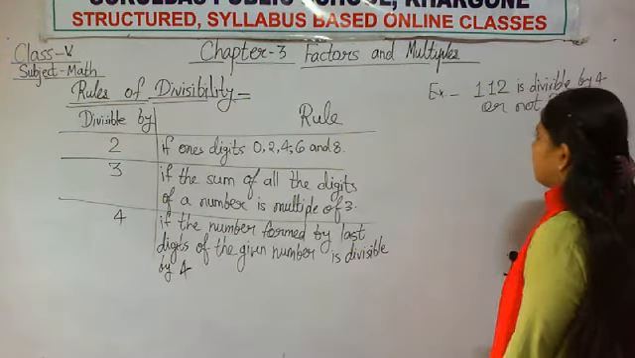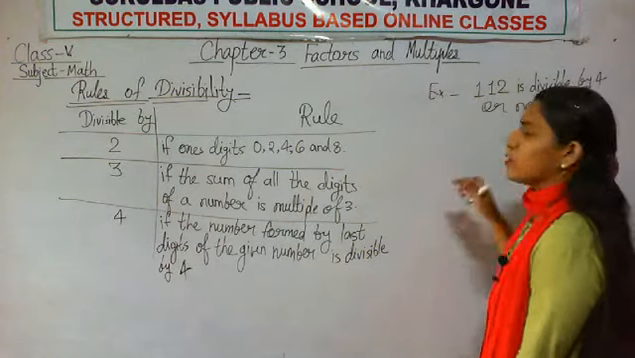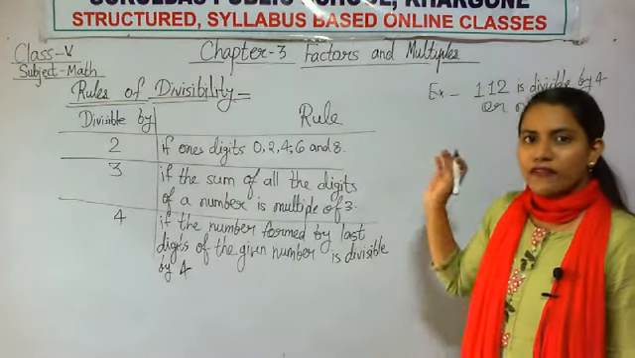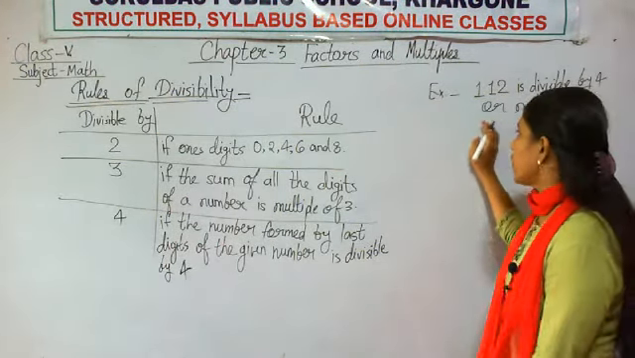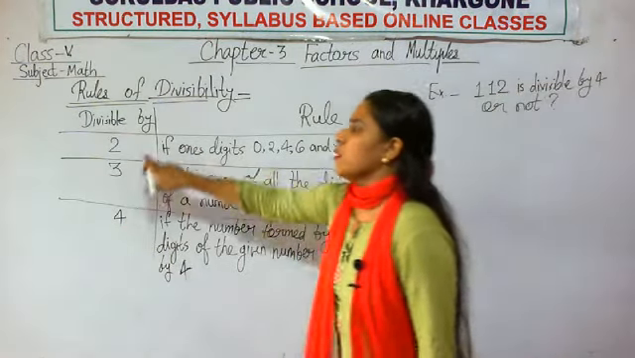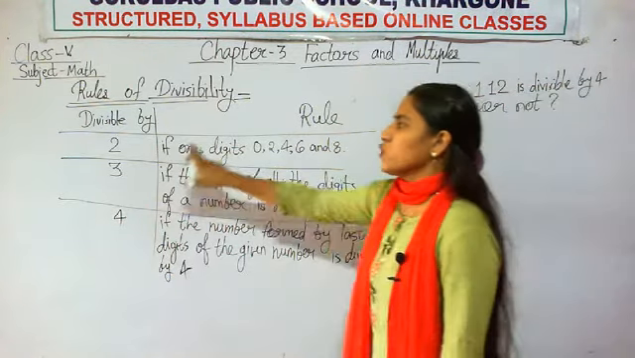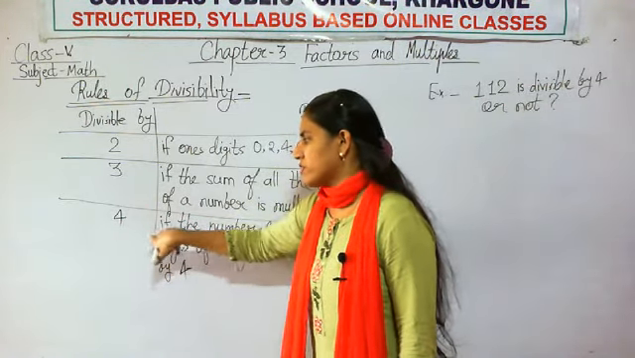You have to check it. Is 112 divisible by 4 or not? You have to check it. So what you will do, you will apply the rule of divisibility by 4. As your question is whether it is divisible by 4 or not, you will apply the rule for divisible by 4.